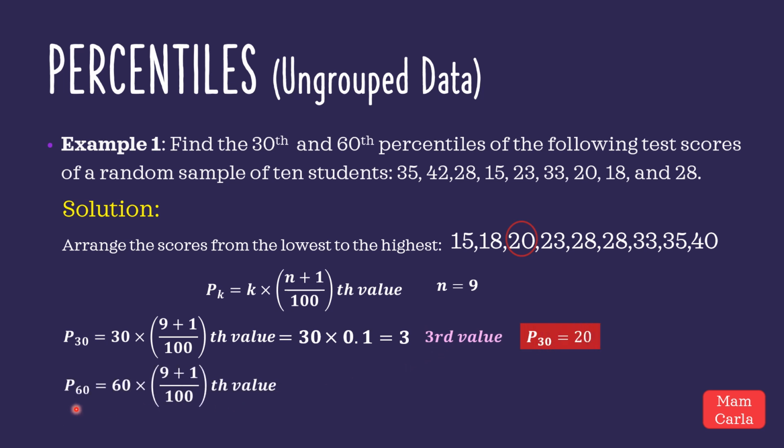Now for the 60th percentile, same, we are going to substitute the value of k and n, copy 60, and then work on the parenthesis. We have 0.1. Multiplying, we have 6. So the sixth value in the given data set is 28. That is why P sub 60, or the 60th percentile, is equal to 28.